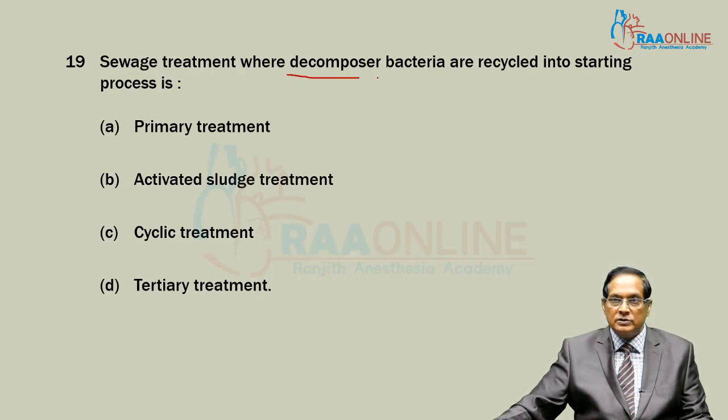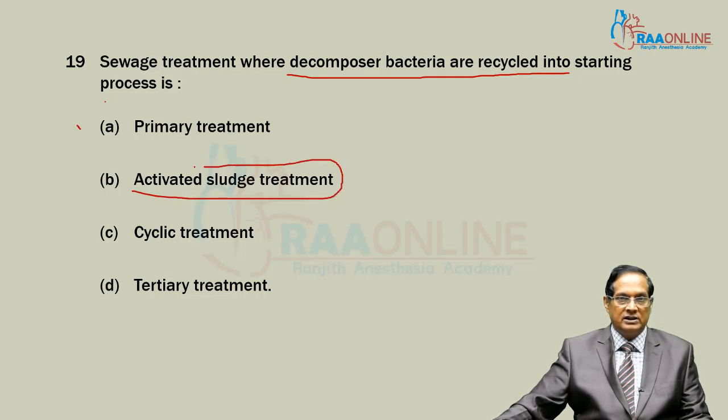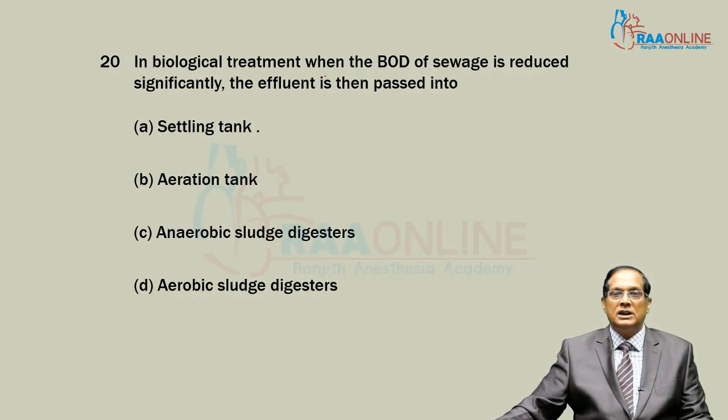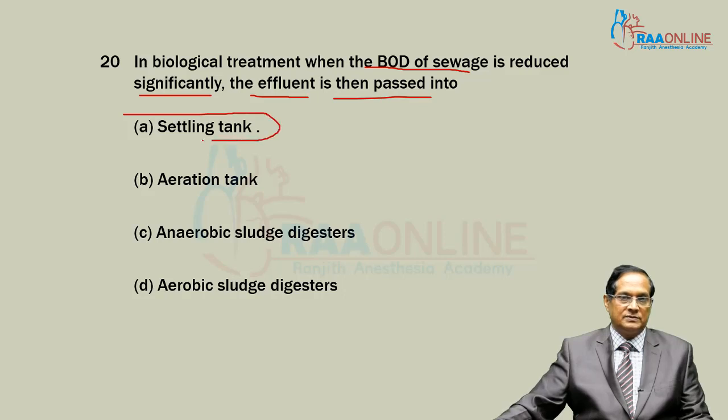Sewage treatment where decomposer bacteria are recycled into the starting process: not primary treatment, it is activated sludge treatment. In activated sludge treatment, the decomposer bacteria are recycled into the starting process. In this biological treatment, the BOD of the sewage is reduced significantly and the effluent is then passed into a settling tank. This is the correct answer.